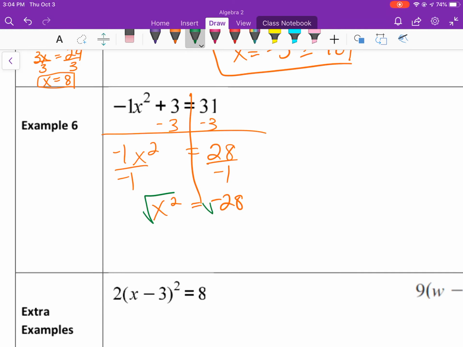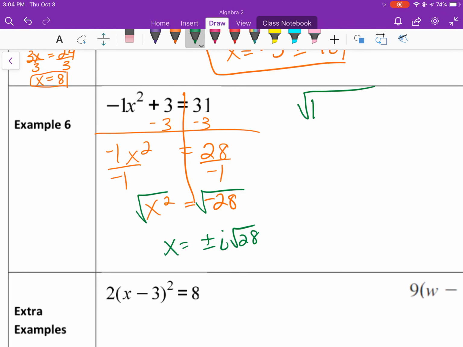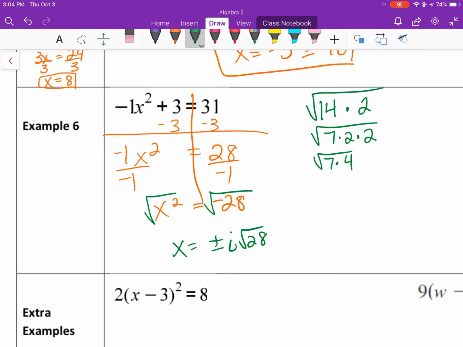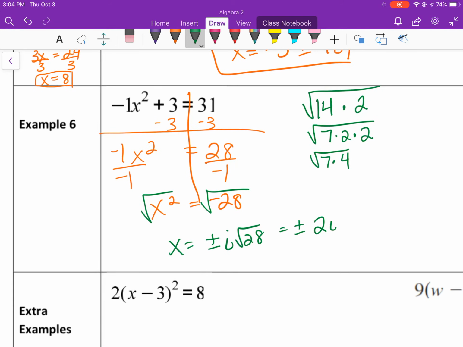Take the square root of both sides. And I know that I'm going to have a plus and minus i times the square root of 28 to take out that negative. And then I want to see if 28 can be reduced at all. So the square root of 28 I could rewrite as 14 times 2, or that would really be 7 times 2 times 2. So same thing as 7 times 4. So there's a perfect square under there. The square root of 4 is 2, so the 2 can come out, and then the 7 would stay.